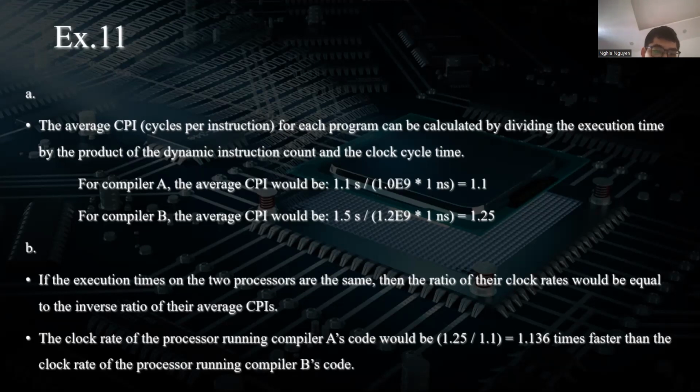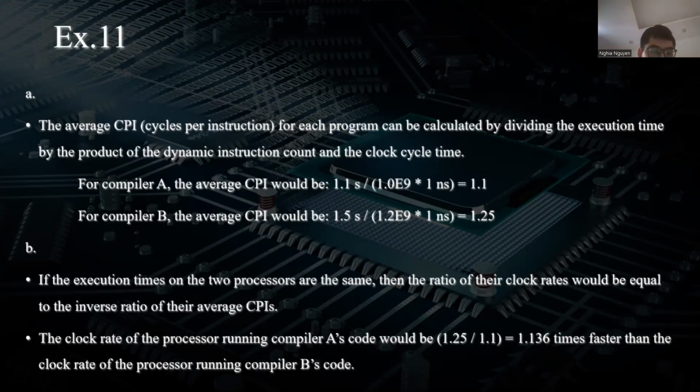For computer B, the average CPI would be 1.5 seconds divided by 1.2E9 multiplied by 1 ns, which is the same as 1.25.